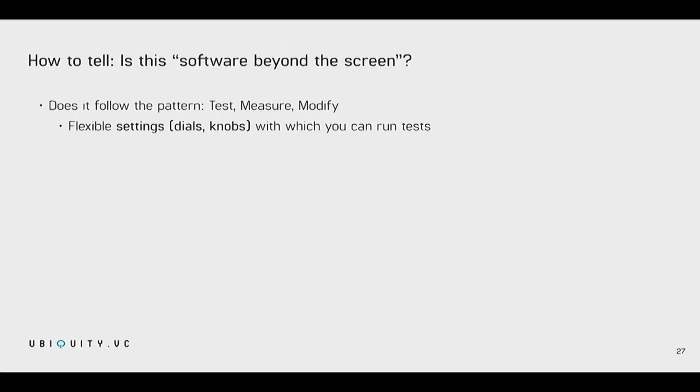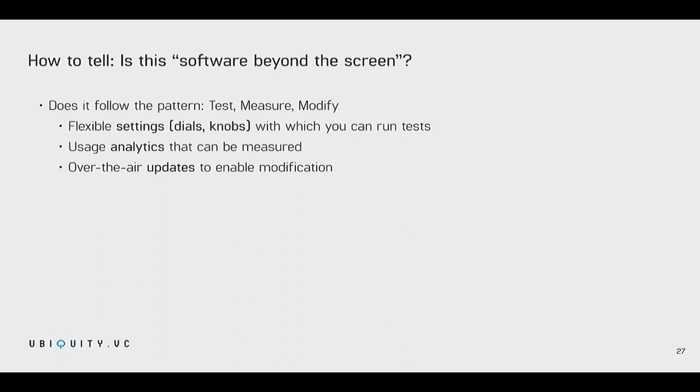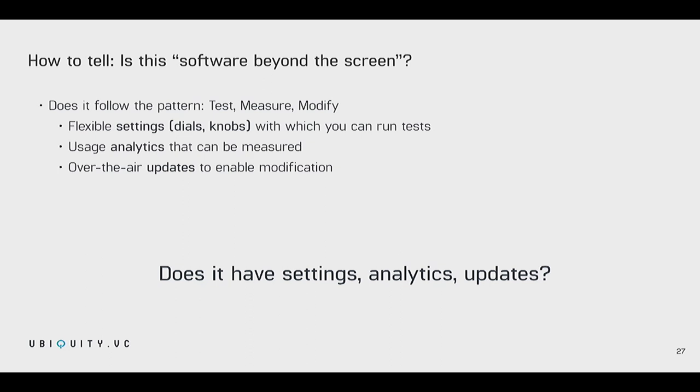So in order to have software on the screen or smart hardware, you want to have settings, you want to have the ability to see how people are using that product, and then you want to be able to push out updates. This is the virtuous feedback loop that drives smart hardware to look like software. This is why software can accelerate at a fantastic pace. So the question to ask yourself, if you ever see something in the real world: does it have settings, analytics, and updates?